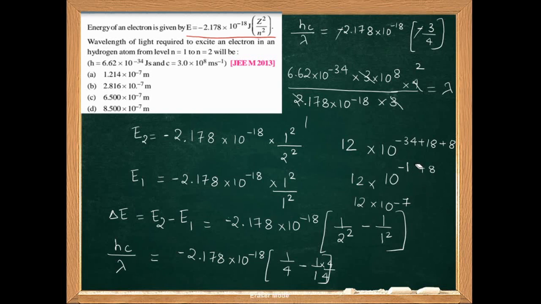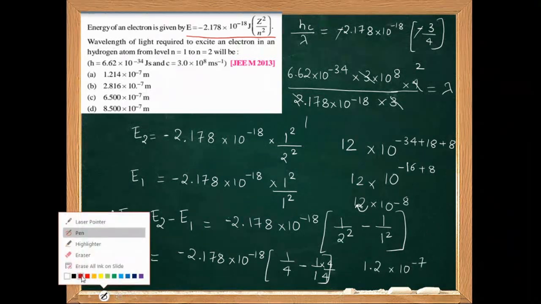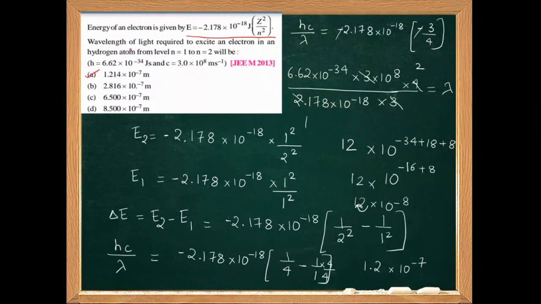I'm sorry, I made a small mistake. This should be 32 minus 18 is 16, so this will give us minus 8. But if you see, the values are 10 to the power minus 7. So 10 to the power minus 7 is larger, I'll have to decrease this. So this will be 1.2 into 10 to the power minus 7. And if you see which is the right answer, the closest answer is option A.